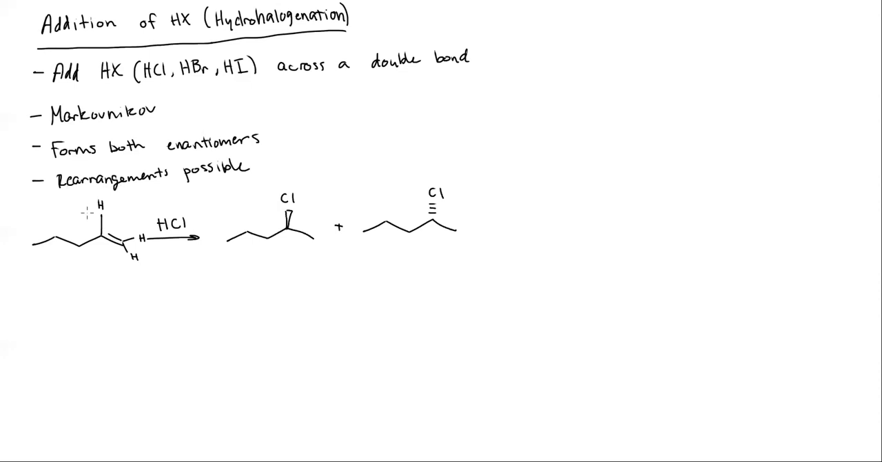The only caveat, well, I guess there are two caveats to this, really. The first caveat is that I can have rearrangements. That means hydride shift, methyl shift, ring expansion, anything like that. So if I take this same thing and use HCl again, then I get chlorine here. Why? Well, it's because there is a hydride shift in this reaction.